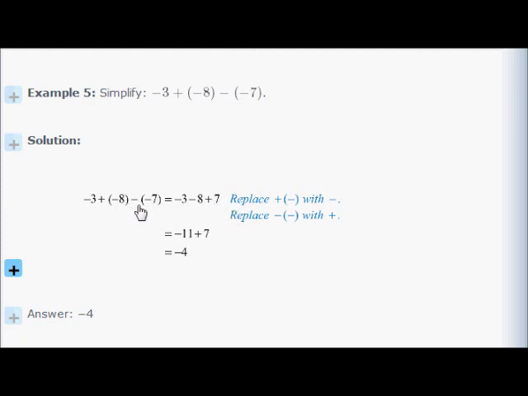And instead of subtracting the negative 7, you add the opposite of the negative 7, which is the positive 7, correct, because of the double negatives. So, negative 3 minus 8 plus 7.